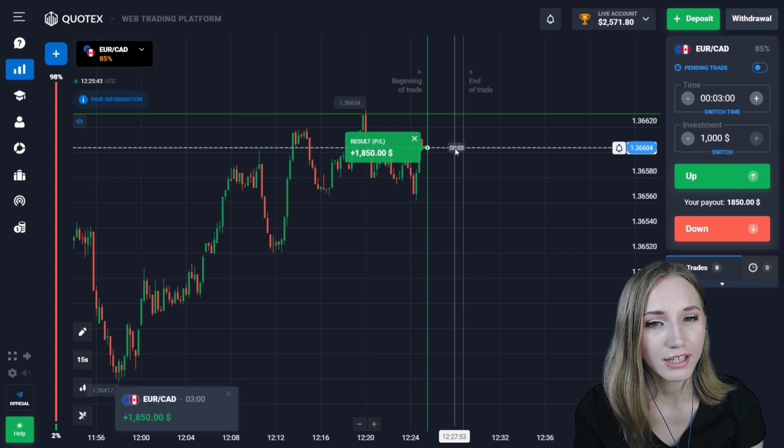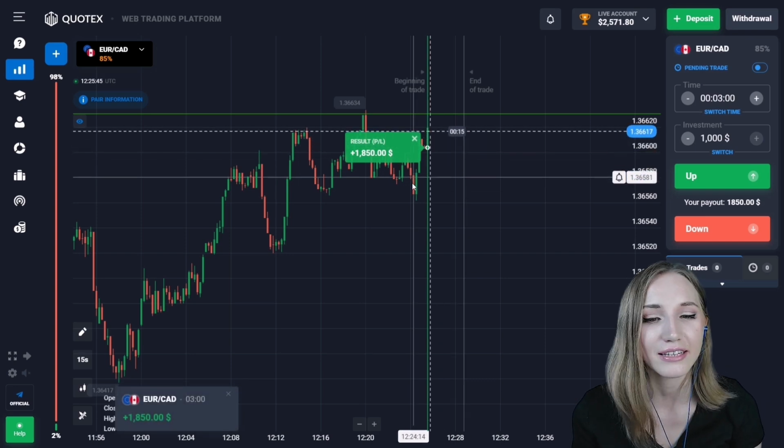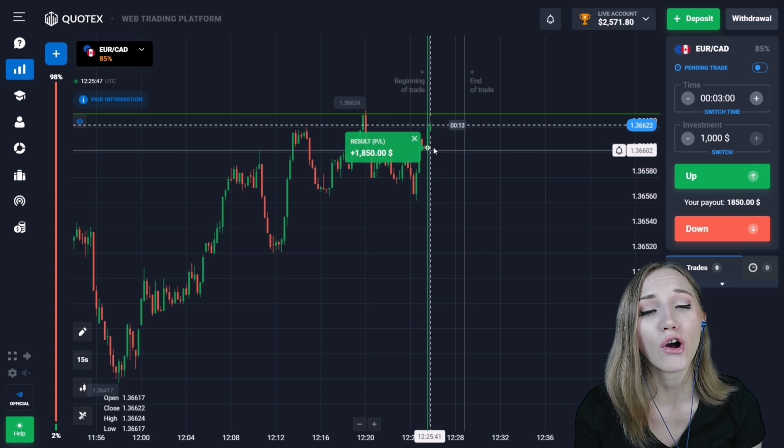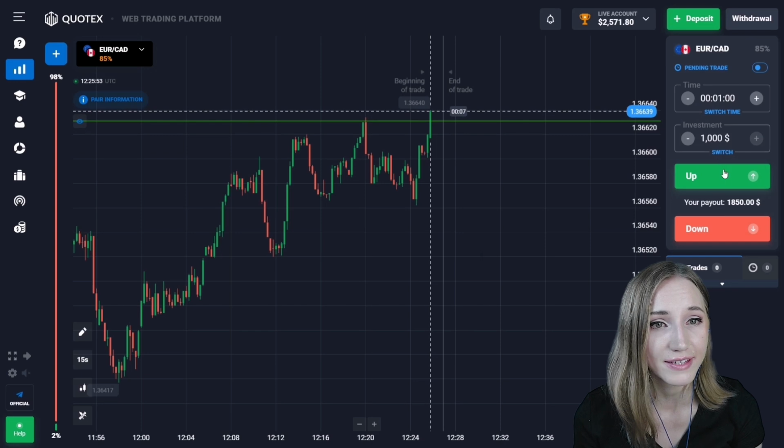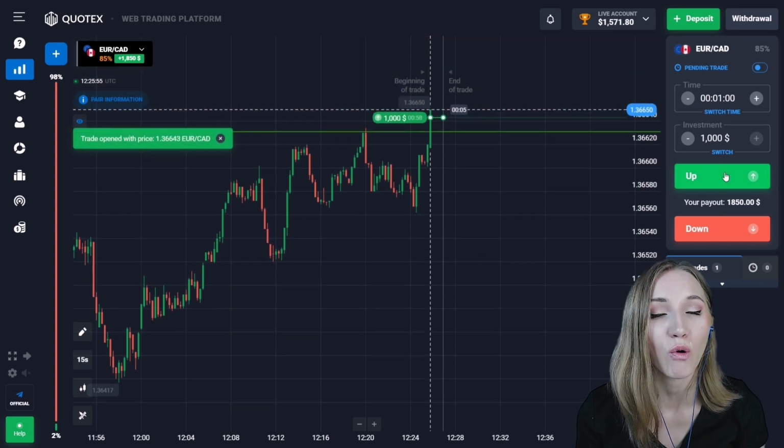So guys, it's very good. After the bounce, the movement up continued and we got the profit. And you also can notice that the price continued moving up and is breaking through this level. We need to open a trade with up for 1 minute.